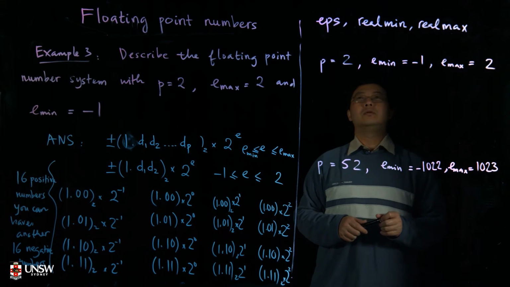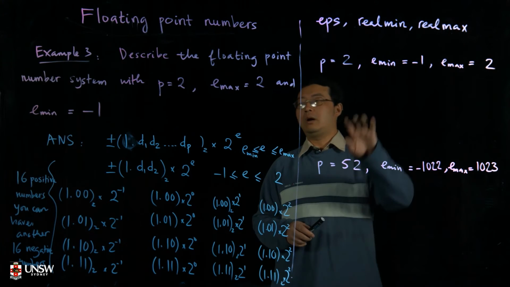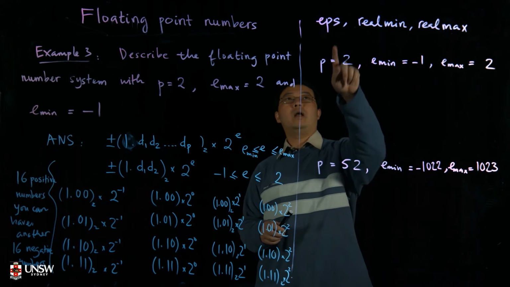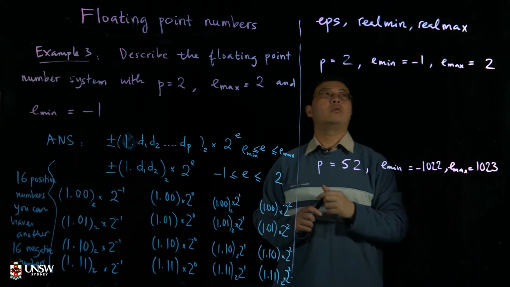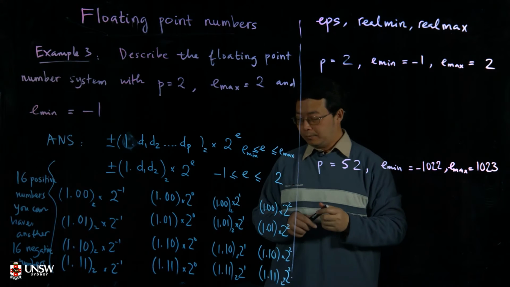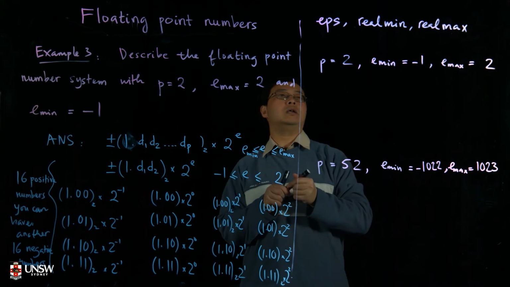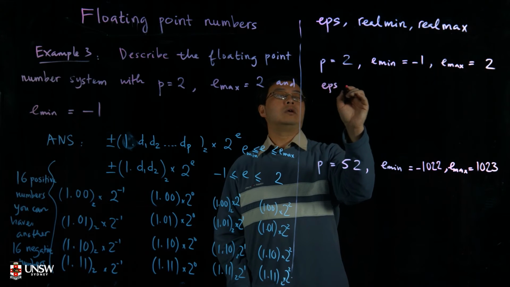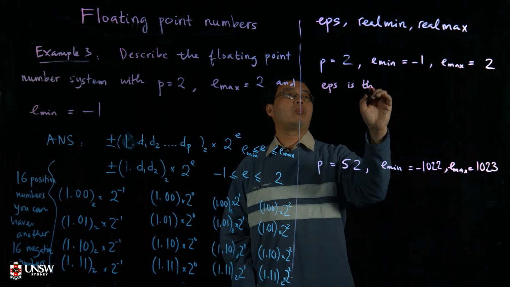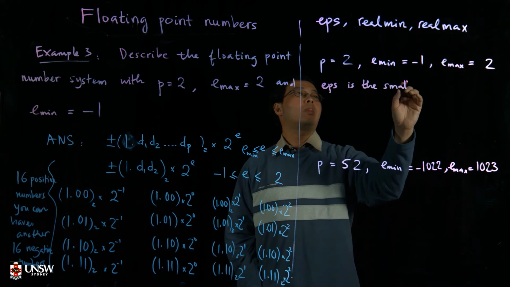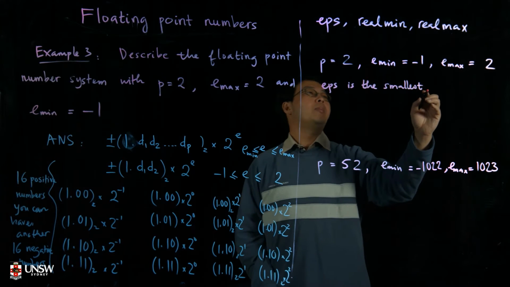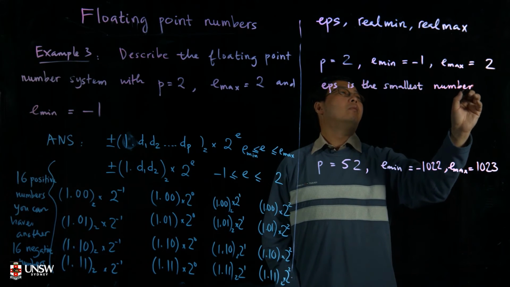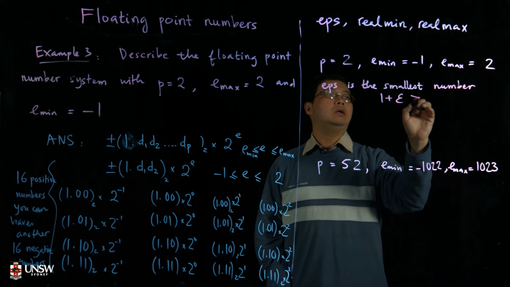Now there are three important constants we need to know from the system. One is epsilon, one is realmin, and one is realmax. So what is epsilon? Epsilon is the smallest machine number so that 1 plus epsilon is bigger than 1.